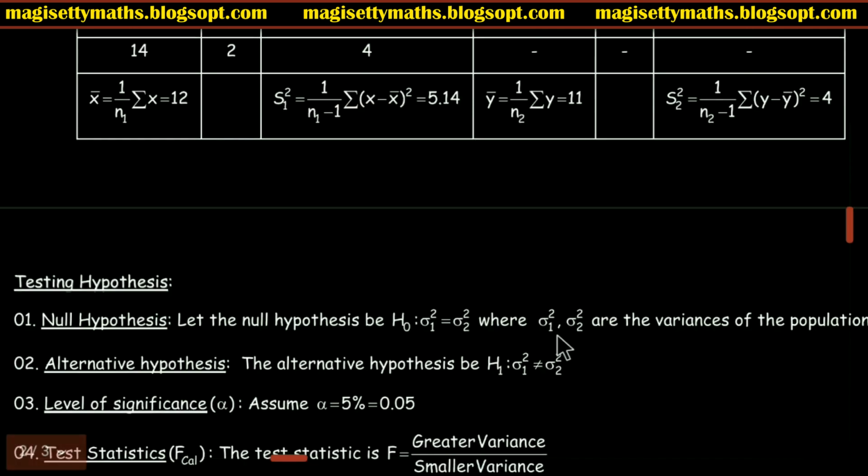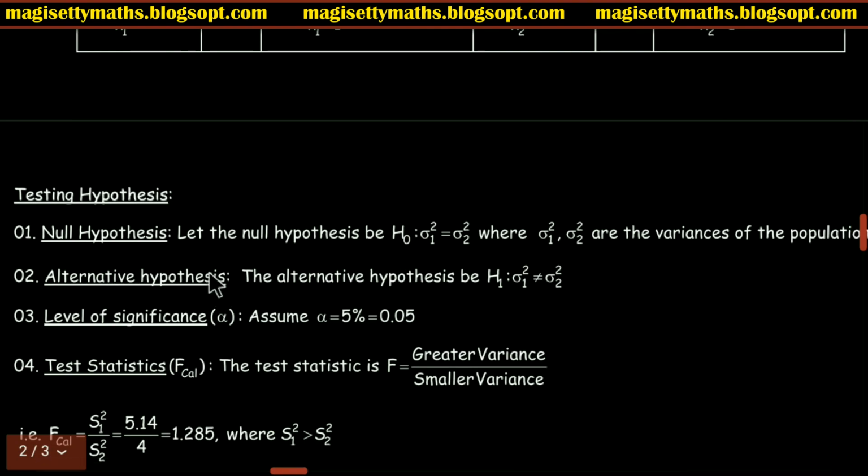Now coming to the testing of hypothesis, in the F distribution, the null hypothesis is defined as H0: sigma 1 square equals sigma 2 square. That is, there is no significant difference between two populations, or the two samples came from the same population. The alternative hypothesis is the complement of this, that is H1: sigma 1 square not equal to sigma 2 square. Now the level of significance is not mentioned in the problem, so we assume that alpha equals 5%, that is 0.05. Now the test statistic is F equals greater variance divided by smaller variance.